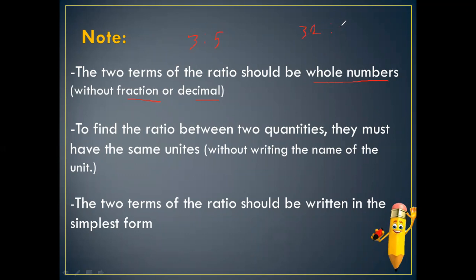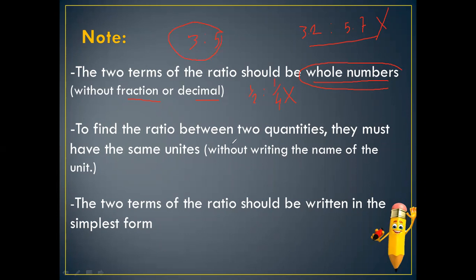But I can't say 3.2 to 5.7. So it's wrong. Why? Because it must be a whole number, not a decimal number or a fraction. Like if I say half to quarter, or the fourth, it's wrong. It must be a whole number. Okay, this is the first.